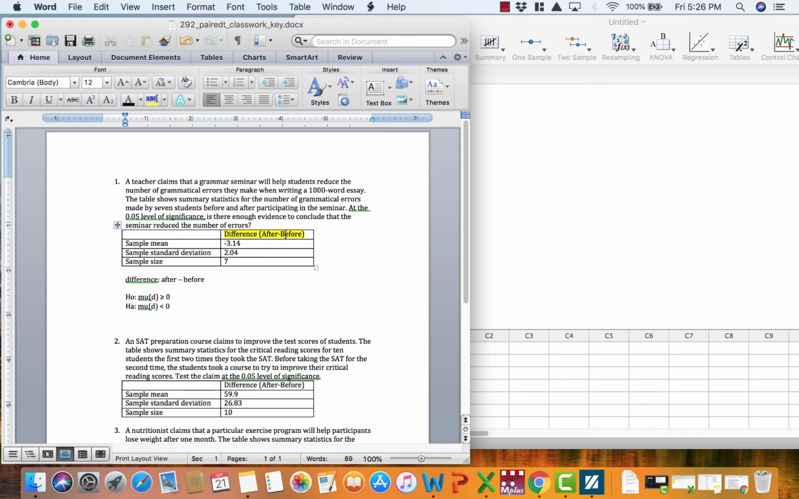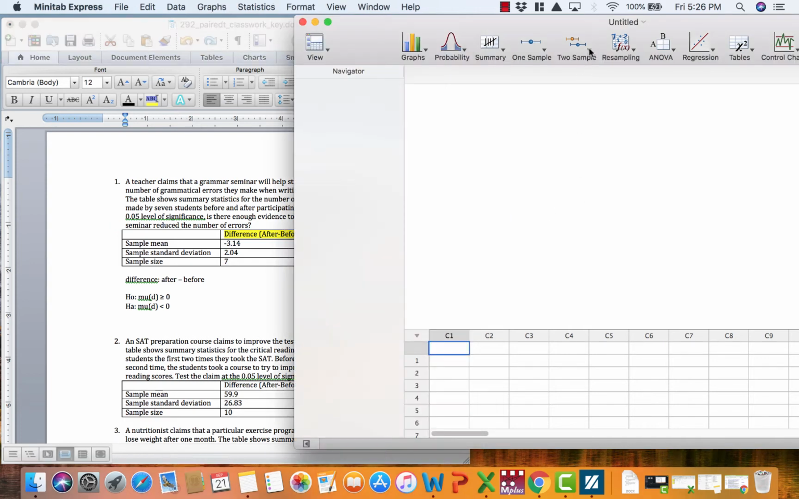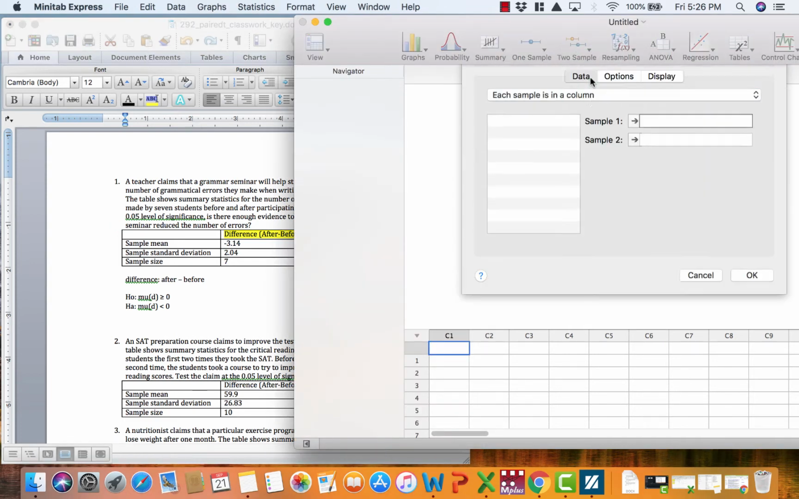There is no information in the problem on what to assume with the population variances or standard deviations. Notice here in problem 1 that nowhere do we read assume population standard deviations are equal or unequal. That is something that tells you that it is a two-sample t-test. So here this is a paired t, so we are going to go into two-sample paired t.